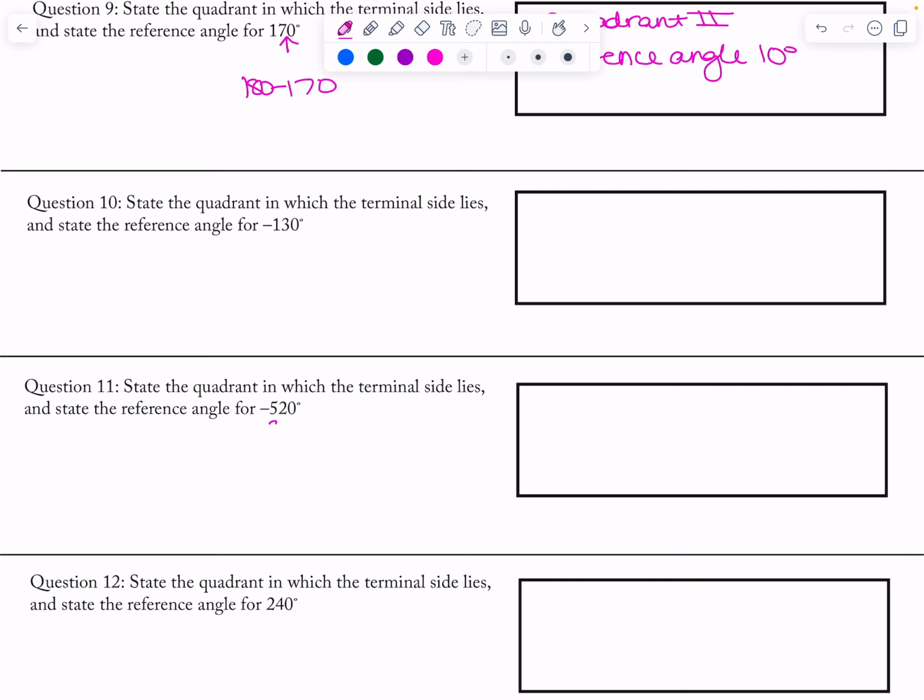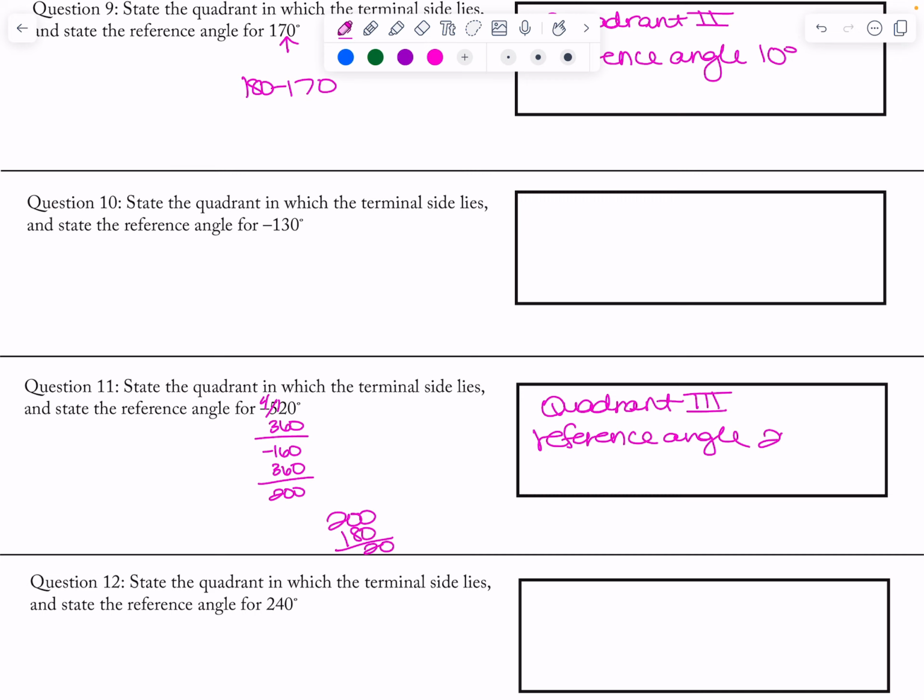Negative 520, so I'm going to add 360 for, let's see, negative 160 degrees. So let's add another 360 again, and that gives me a 200. So 200 degrees would be in quadrant 3, and then that does not look like a 3. And then my reference angle is going to be 200 minus 180, which is 20 degrees.